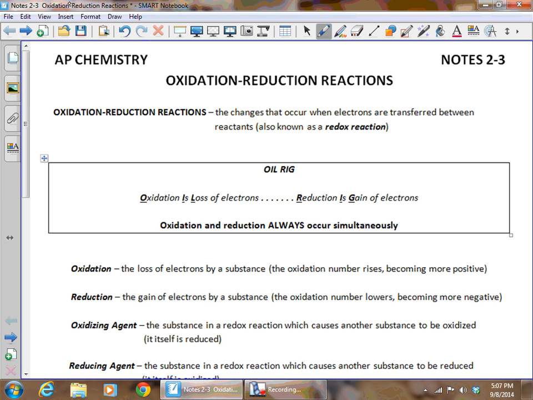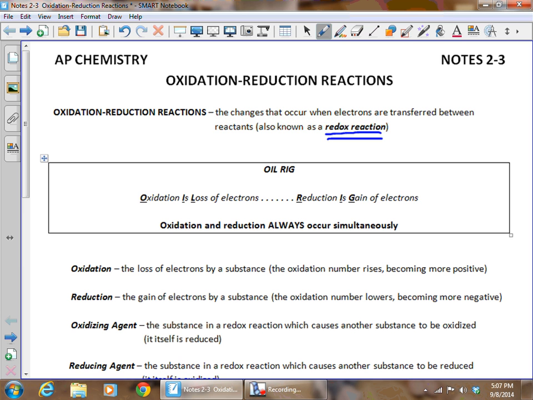Today we're going to talk about oxidation reduction reactions. When I refer to oxidation reduction reactions from now on, you'll probably only hear me refer to it as a redox reaction. That's really a common way to refer to these reactions. Redox reactions are reactions where electrons are being transferred between reactants. So what does that mean then?